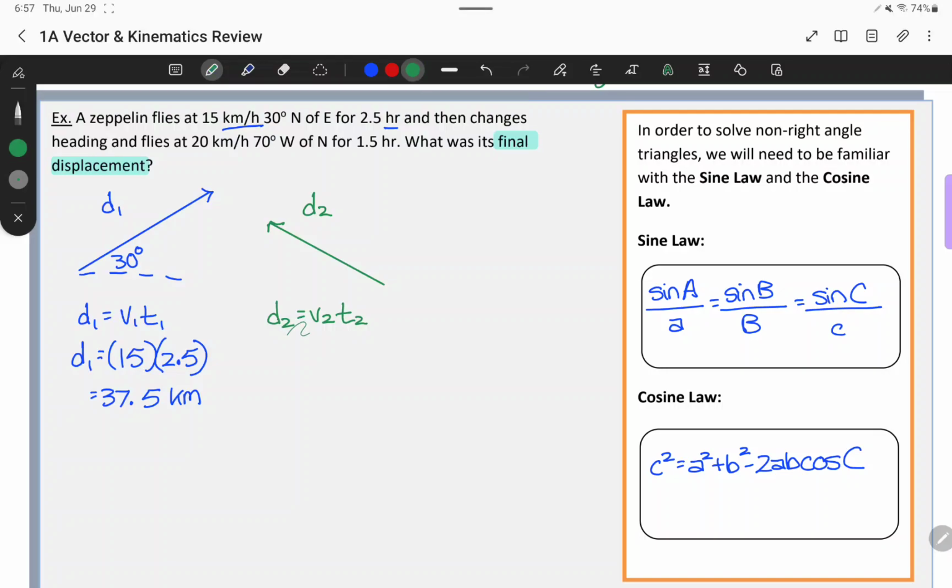Let's do something similar with D2. D2 is going to be 20 times 1.5. So that's 30 kilometers.